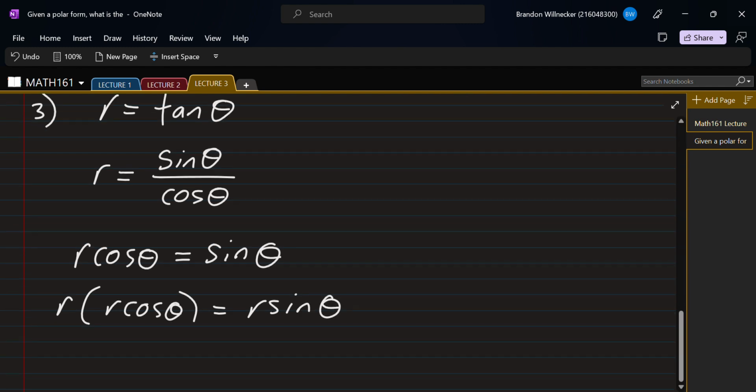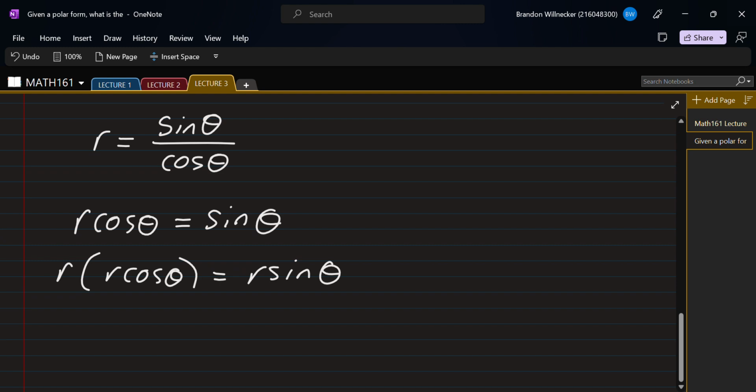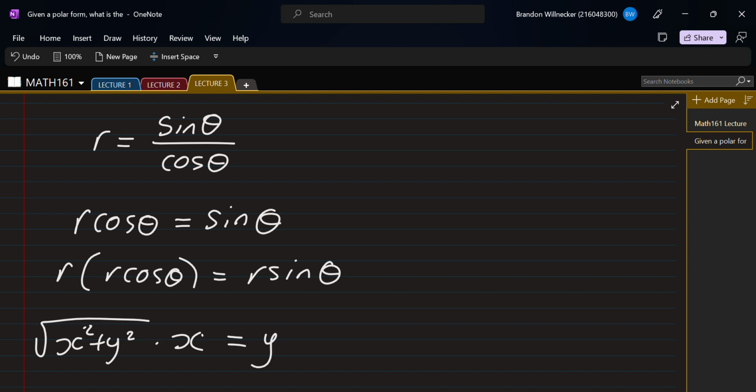Okay, so now we've got the r, we're going to deal with that soon. R cos theta, that's going to be x. R sine theta, that's going to be y. So r, we kind of stuck with that, so let's just substitute what r is. That's going to be the square root of x squared plus y squared. Okay, r cos theta, that's going to be x, and r sine theta, that's going to be y.